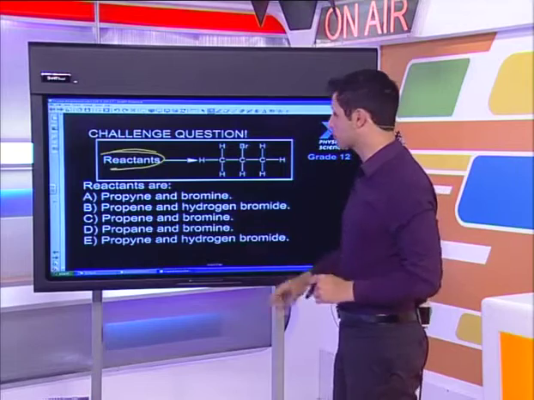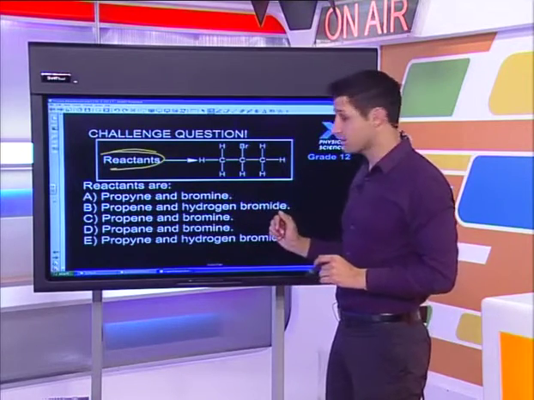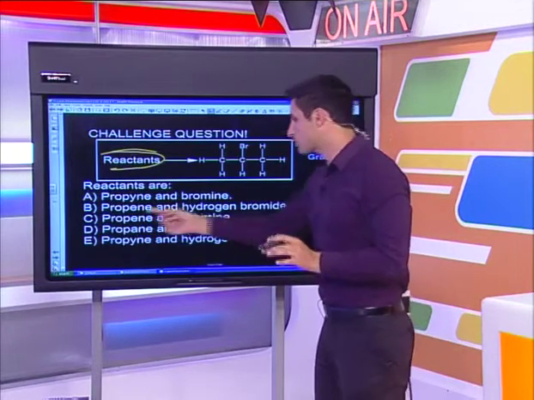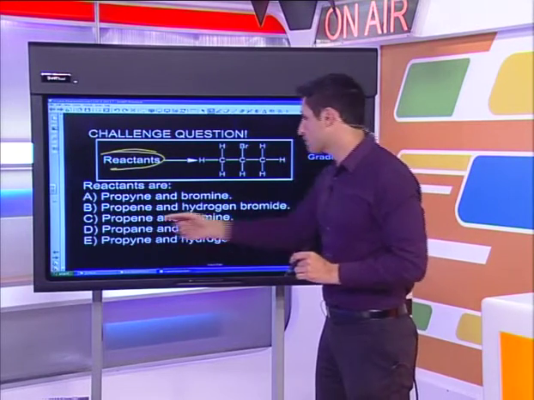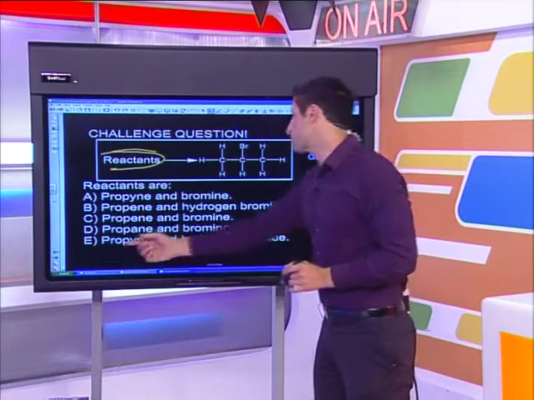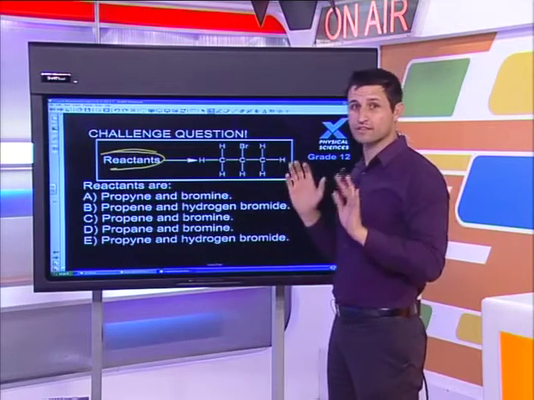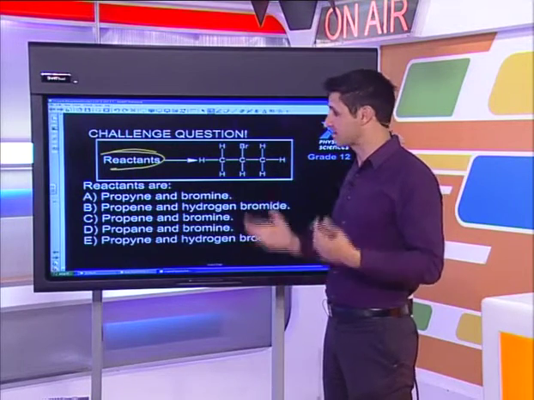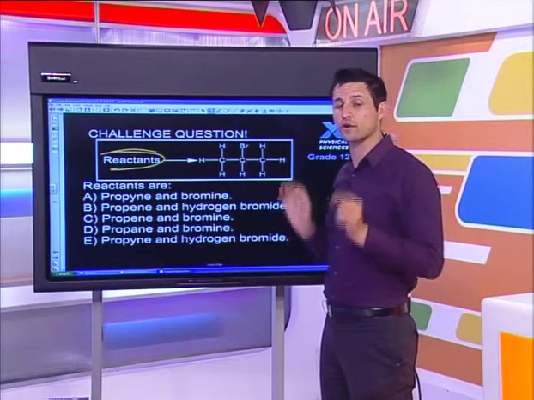I've got reactants which could be propyne and bromine. I could have reactants which are propene and hydrogen bromide, propene and bromine, propane and bromine, propyne and hydrogen bromide. Now there's a lot of words which sound very similar to each other. I want you to try pick out, is it A, B, C, D or E? I don't want you to guess.